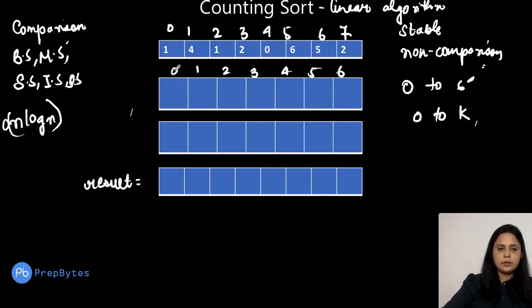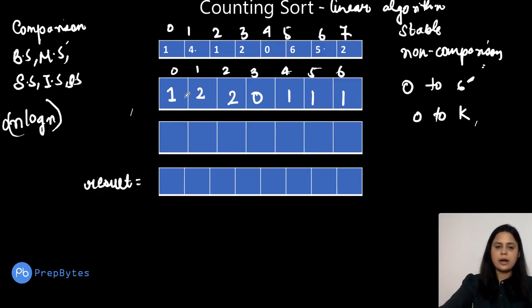Okay, now we find out for 0, how many times 0 is occurring. It is occurring 1 time. How many times is 1 occurring? 1, 2. How many times is 2 occurring? 1, 2. How many times is 3 occurring? 0. How many times is 4 occurring? Okay, this is 1. How many times is 5 occurring? Here it is 1. How many times is 6 occurring? 1 time. Okay, now I know the occurrences.